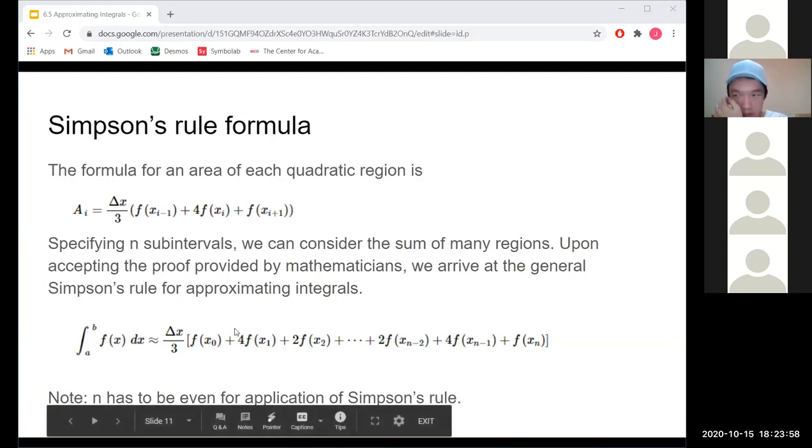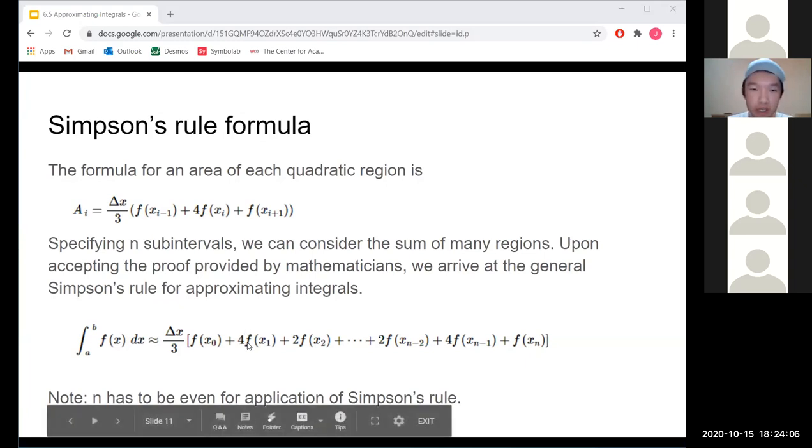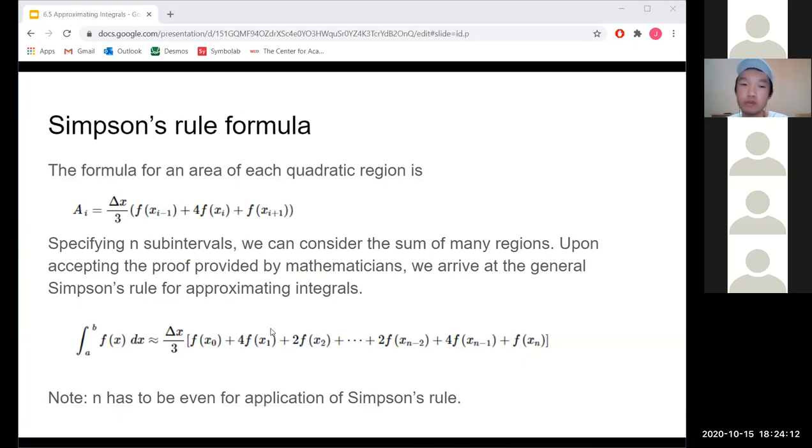So how this works is the first and last y values are just multiplied by 1. And then you start with 4 for the second term, and you just alternate back and forth. So 4, 2, 4, 2, 4, 2, 4, 2, 4, 2.